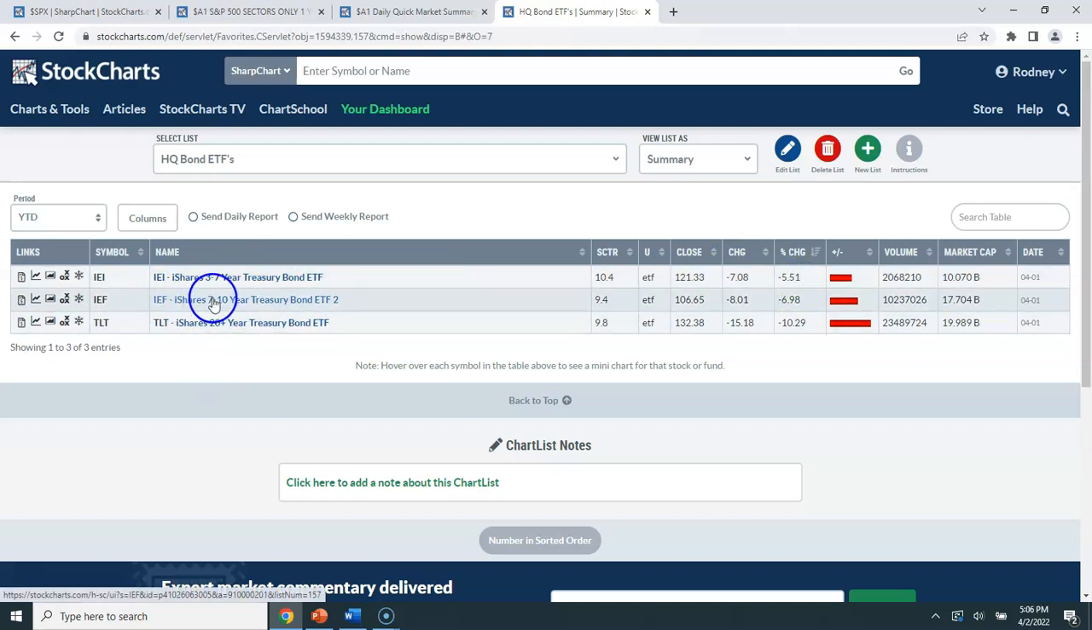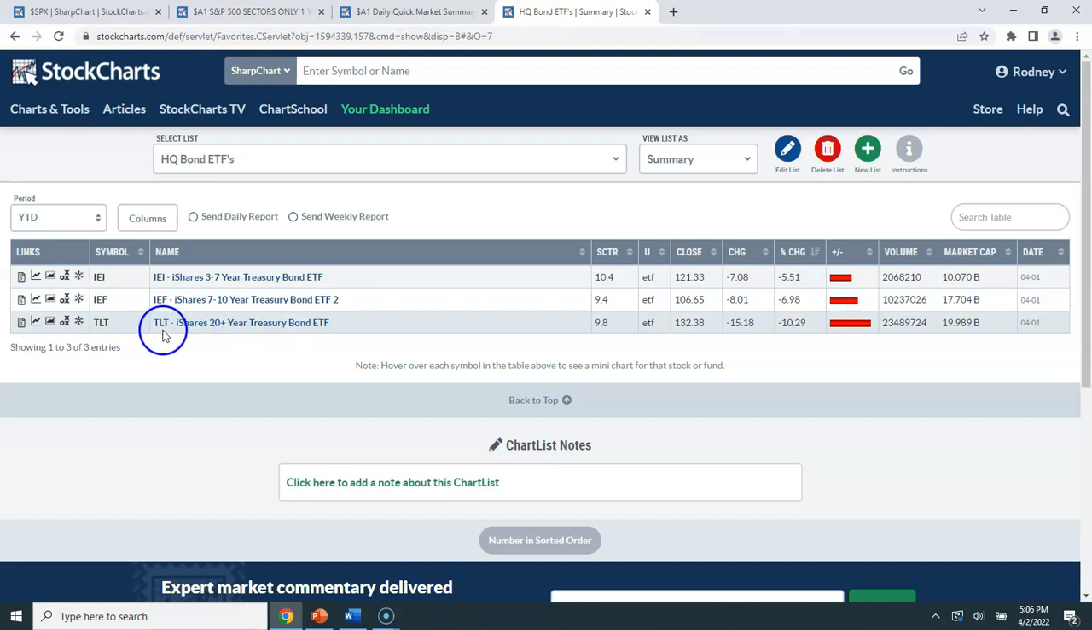You've got the IEF, which is the 7 to 10 year, probably the most popular, right? Because generally, if you have a 60-40 portfolio, you're going to have 60% in equities, something like the S&P 500, and then 40% in bonds, something like this 7 to 10 year Treasury. You're down 6.98% on that 10 year Treasury. And then the TLT, which is the longer duration, 20-plus year Treasury ETF, you're down 10.29%, guys. This is just year to date, okay?